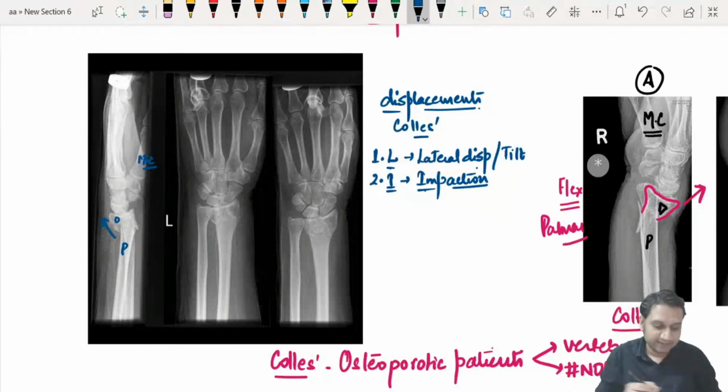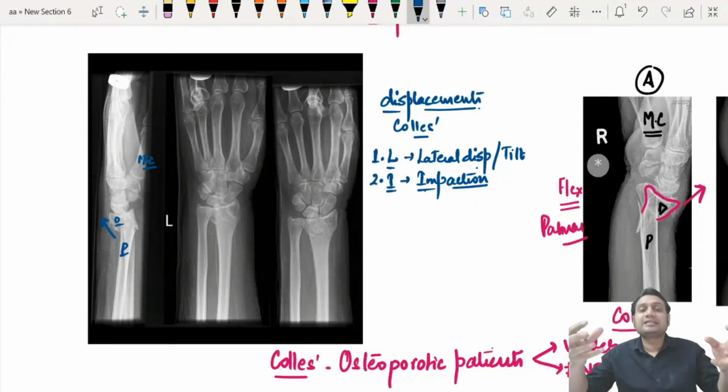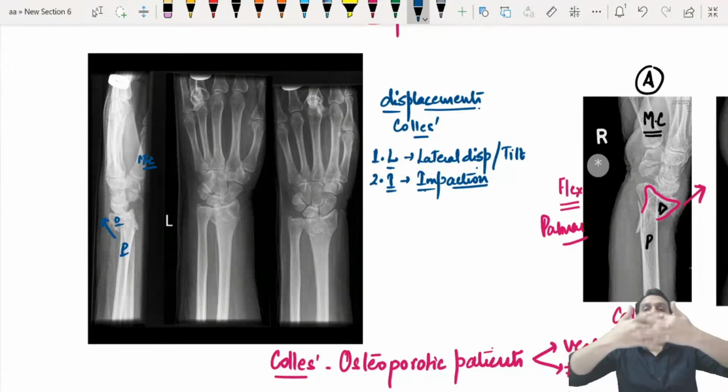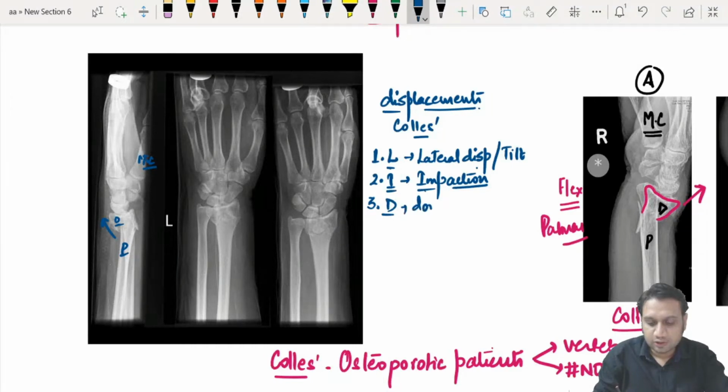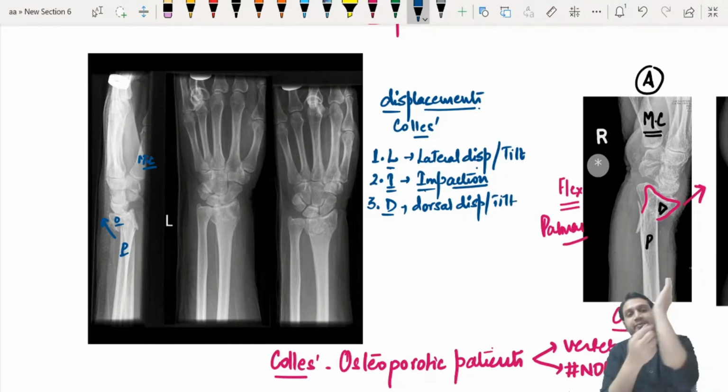Now you can see in the X-ray, even after the fracture has occurred, this dorsal fragment and the proximal fragment have not moved apart. Instead, they have moved towards each other. That means the initial position of the bone was this, and after fracture, this is what has happened. That is what you call impaction. Number 3 is D. D stands for dorsal displacement and dorsal tilt. I told you what dorsal displacement is. That means if you see the lateral view, the fragment is coming back, to the extensor side.